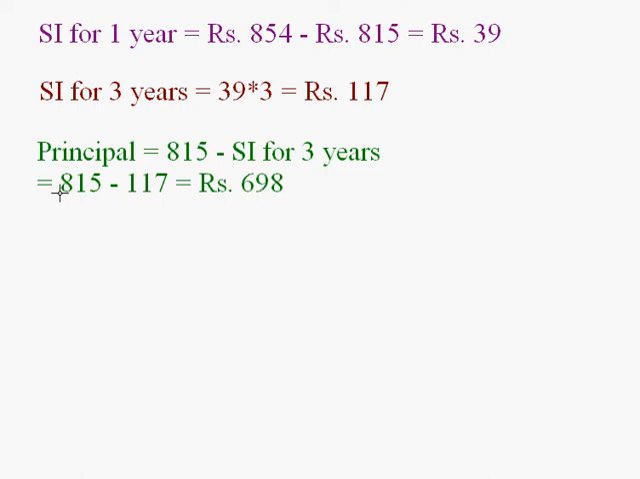And to calculate principal, the total amount is a sum of principal and your simple interest. So principal will be total amount minus simple interest for that many years, right? Total amount after 3 years was 815. So you subtract simple interest for 3 years. Had you been using 854, you would have used simple interest for 4 years. Okay, the answer would have been the same. It wouldn't have changed by that.